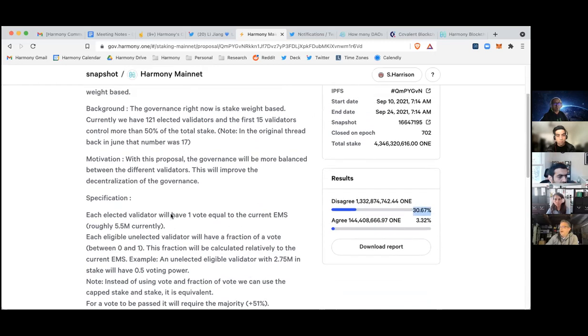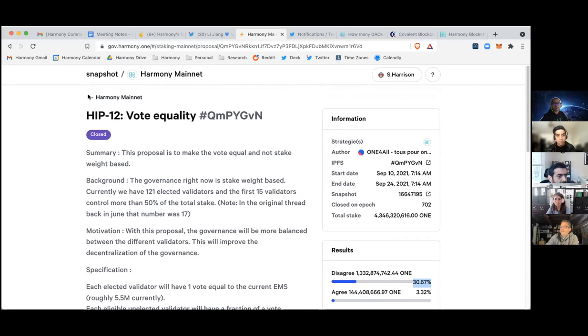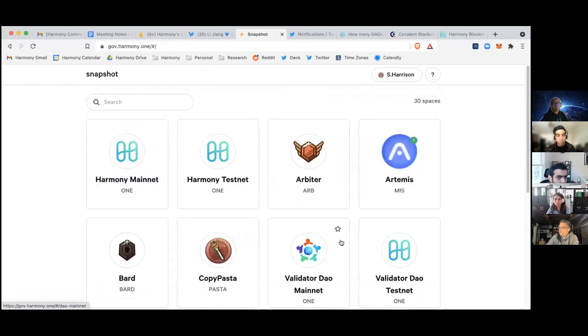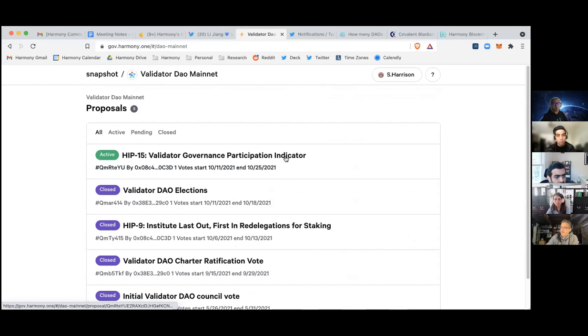But then there was another vote that the Validator DAO put up in here, which had to do with a few, like HIP 9 and HIP 15. I don't know if those are network related. Institute last out, first in redelegations for staking. That could be, I don't know. The validator governor participation indicator is more something that would be posted on staking.harmony.one.